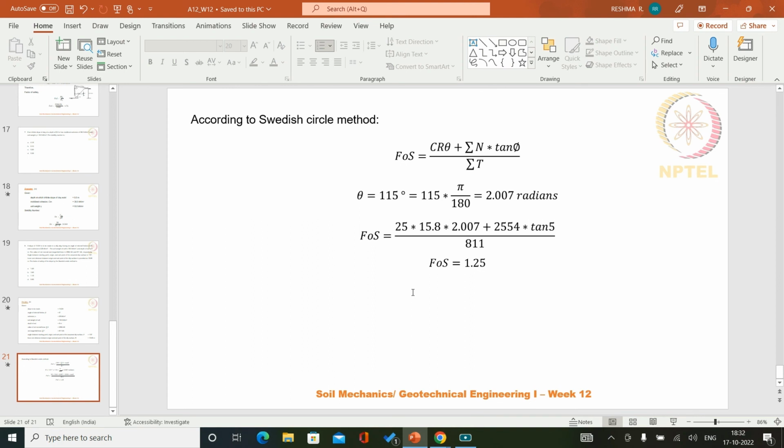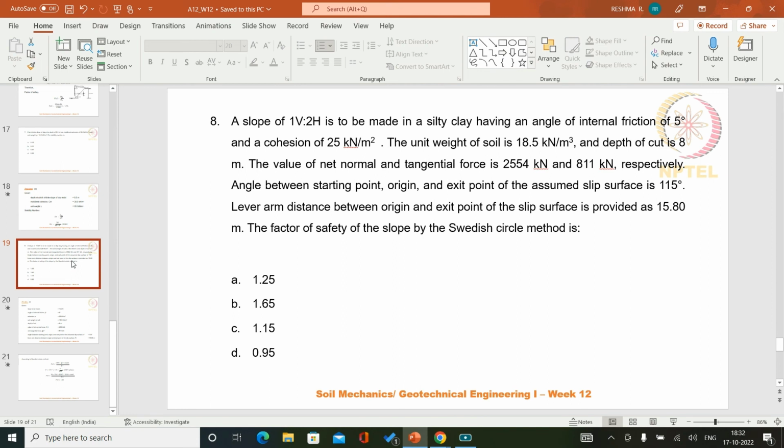Thank you, madam. Madam, in the last problem, the slope is given. What is the use of that slope? Even for 1:1, it is the same procedure, madam. Sometimes it is one vertical to two horizontal, yes.